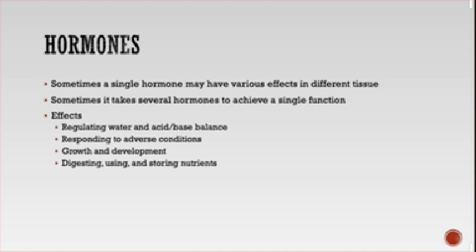Some of the effects of hormones could be regulating water and acid-base balance, responding to adverse conditions, so things like infection, trauma, stress, growth and development, and digesting, using, and storing nutrients. In your patho book, table 31.1 is a very good reference for the actions of all the hormones if you're a little rusty on them.